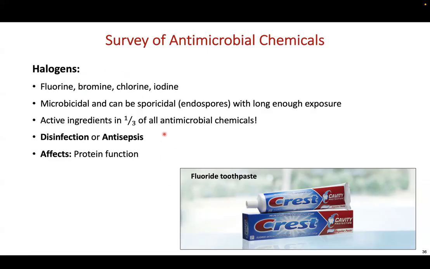The groups that fall under halogens include fluoride, bromide, chloride, and iodine. And if you use toothpaste a lot, you know that it contains fluoride. It's normally used for disinfection or antisepsis, and it basically affects protein functions.